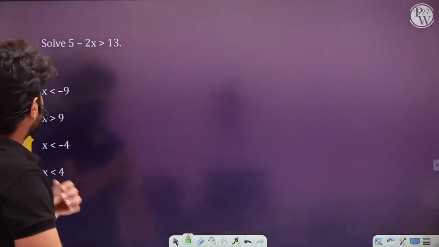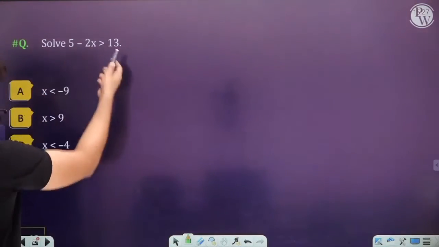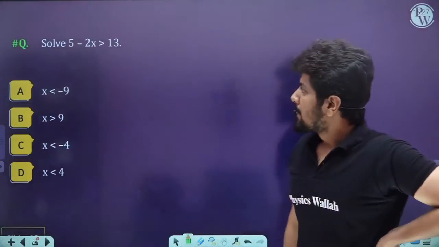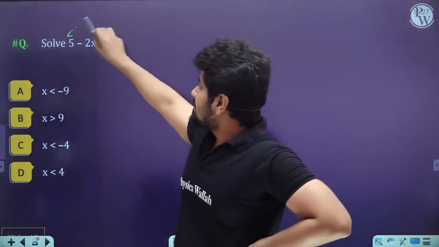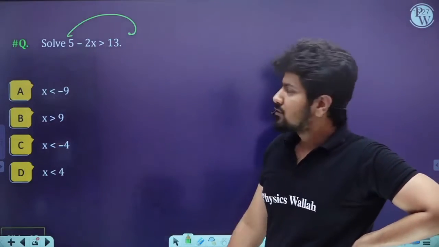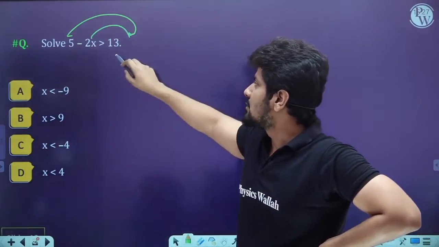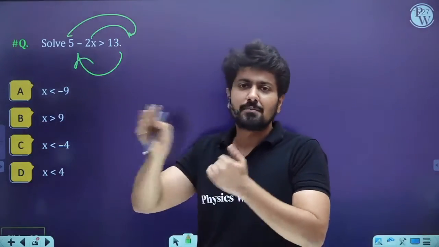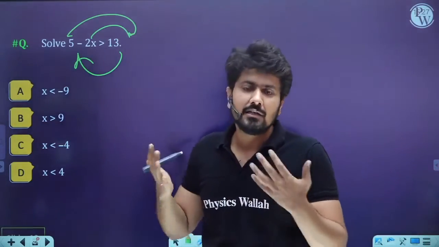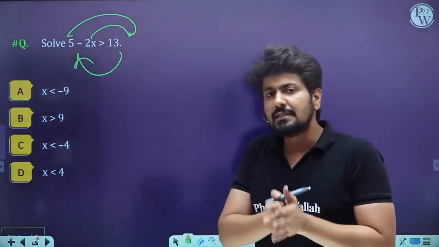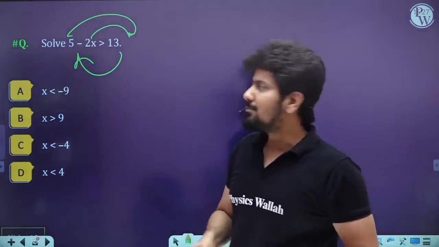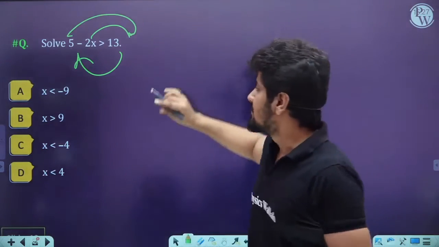Now solve this: 5 minus 2x greater than 13. Let's solve this one. If I send this plus 5 to the right hand side, that works. Or you can send this minus 2x to the right and 13 to the left, that also works. But if you are adding or subtracting a number, there will be no change in the inequality. The inequality only changes when you divide by a negative number or multiply by a negative number. We are not multiplying or anything in the first steps, right?